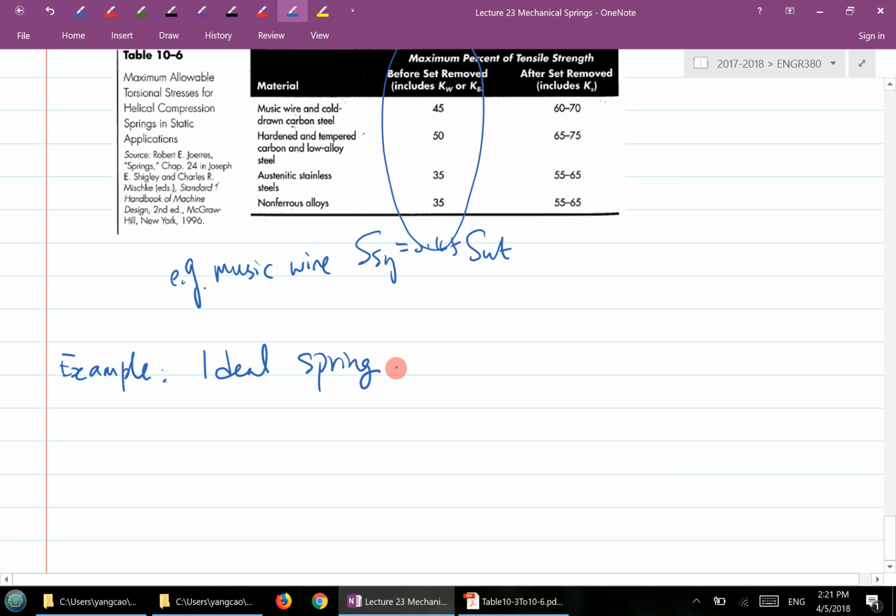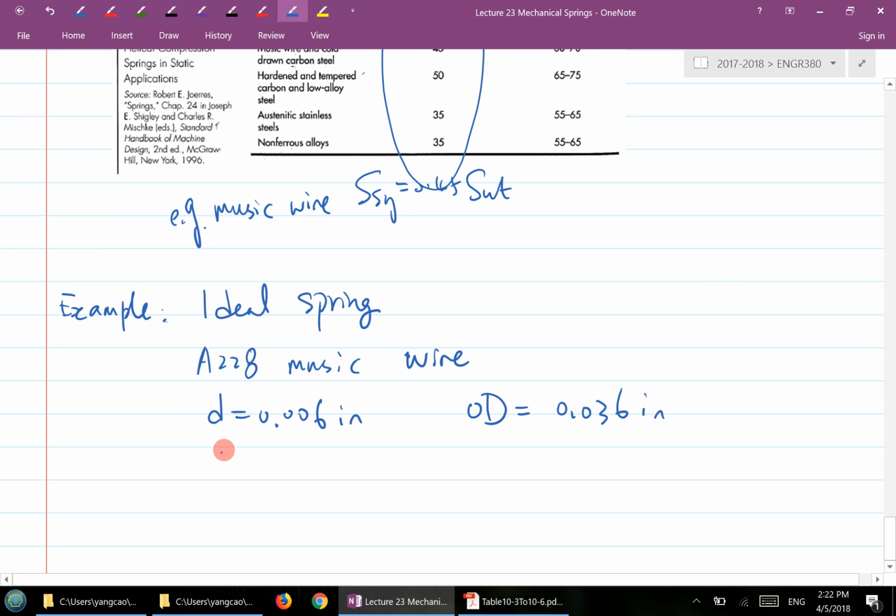So let's say we have an ideal spring here, and the spring is made of A228 music wire. The spring has a wire diameter of 0.006 inch. Its outer diameter is 0.036 inch. The spring is squared and grounded. So the ending is squared and grounded.